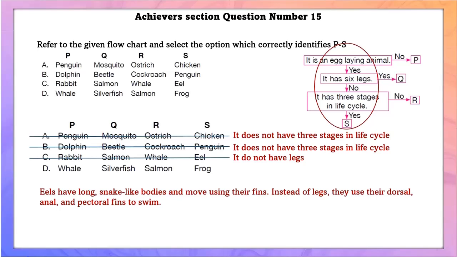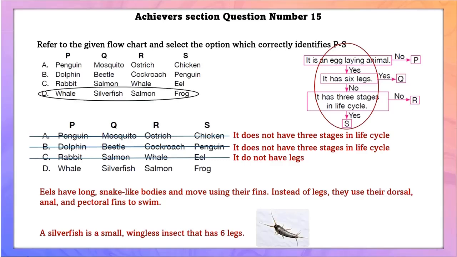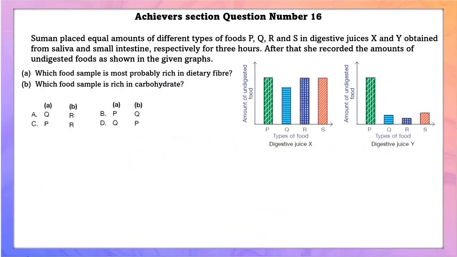Eels have long snake-like bodies and move using their fins instead of legs. They use their dorsal, anal and pectoral fins to swim. A silverfish is a small wingless insect that has 6 legs. So the correct option which satisfies P, Q, R and S is the D option. Achiever section question number 16.